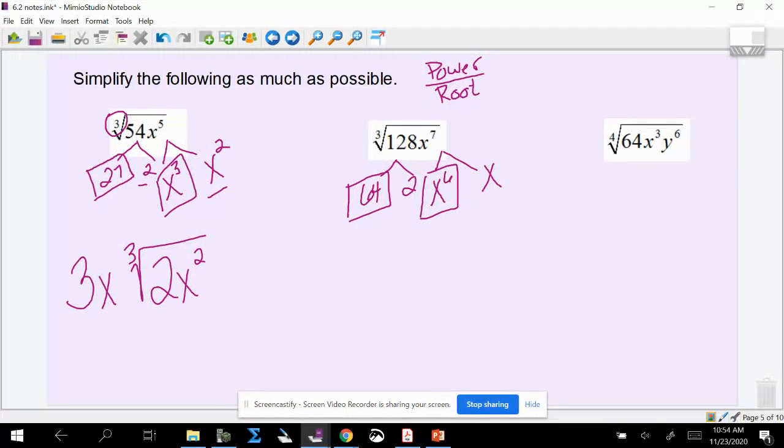Take the cube root of the ones that are in the boxes. So the cube root of 64 is 4, and the cube root of x to the 6th, you're going to do power divided by root. You're going to get x squared. And then the non-perfect parts, which are going to be the 2 and the x, are left underneath the cube root.